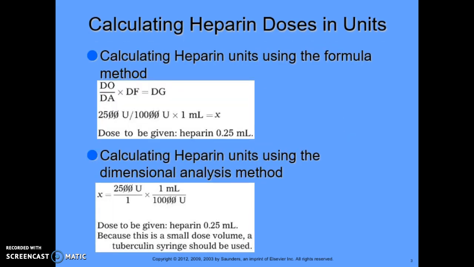So there are two different examples here on this slide that we're looking at. We have the formula method, my favorite, and we also included the dimensional analysis method because I know that a lot of you raised your hand and said that that was the way that your brain thought and the calculation that you used. Were you correct? Great job.